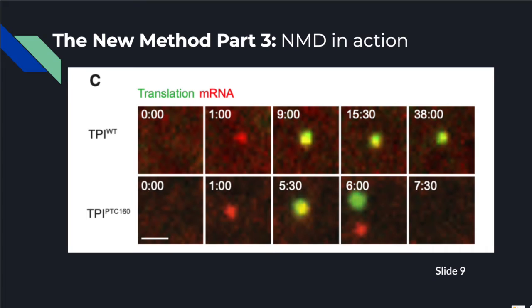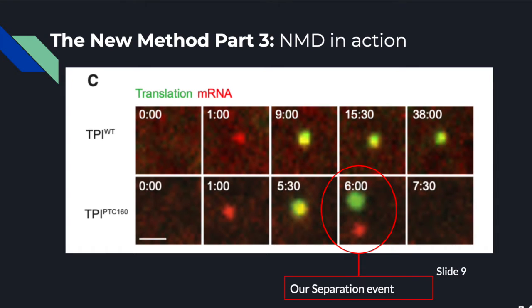Cells that expressed the TPI-WT reporter displayed red mRNA foci in the cytoplasm within 15 to 30 minutes of transcription induction by doxycycline addition. Most mRNA initially appeared without the associated green translation signal, but rapidly initiated translation, which remained for the duration of the experiment. However, the green and red foci associated with individual translating TPI-PTC160 mRNAs often separated rapidly after translation had initiated. Figure 1c points this out.